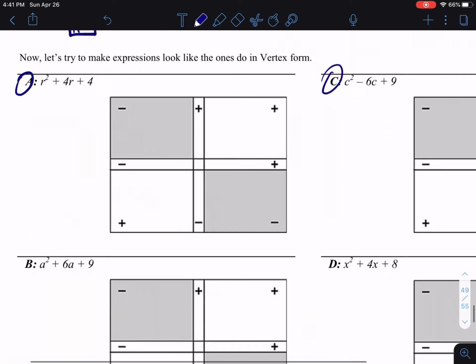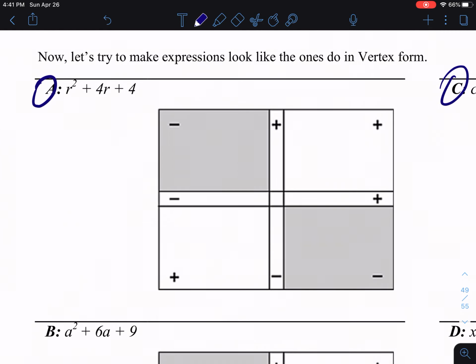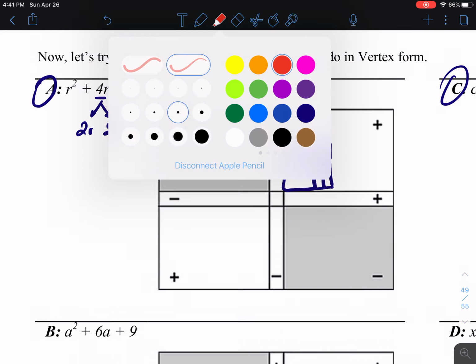Let's try this. So we have r squared plus 4r plus 4. Well, we have r squared and 4r. If we want a square, then we better break this up into equal amounts, like 2r and 2r. So we need 2r here and 2r on that side. And if we need a square, then the 4 will fill that in.